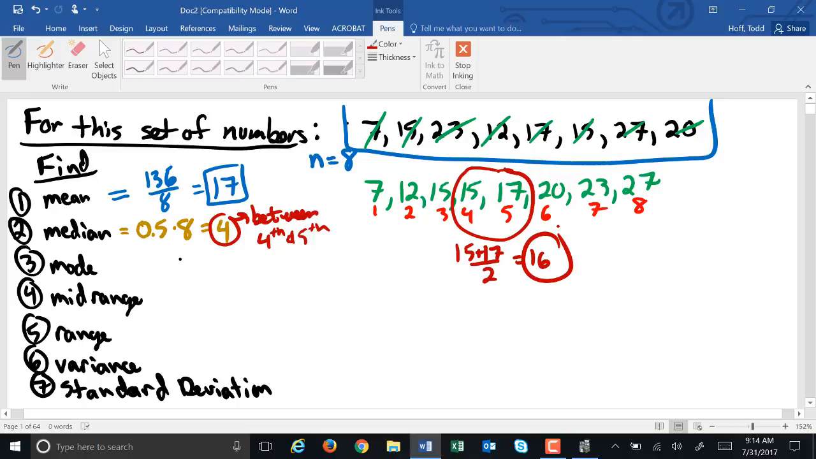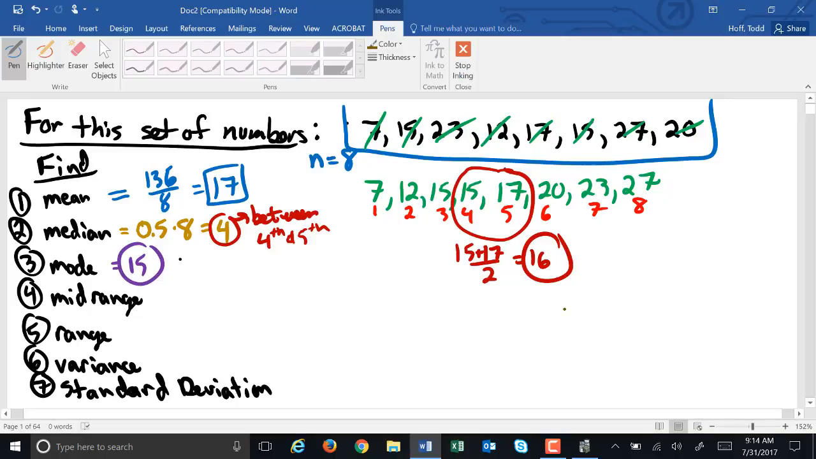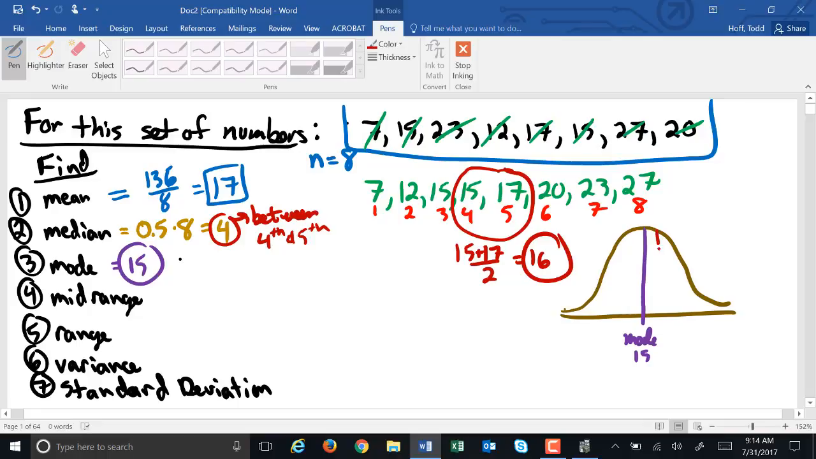So I have a mean of 17, a median of 16, a mode of 15. Now I'm going to pause right there for a second and point something out. I'm going to draw this curve as symmetrical, but it really isn't. Our mode is at 15. Our median is at 16. And our mean is at 17.